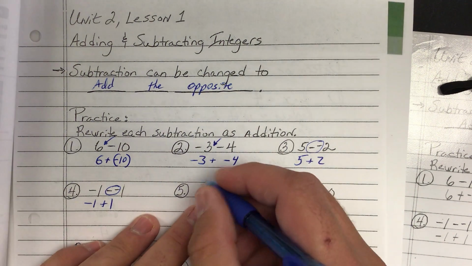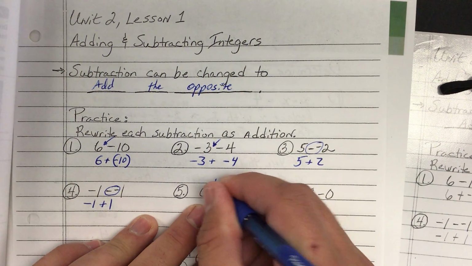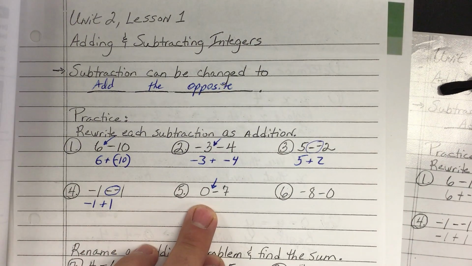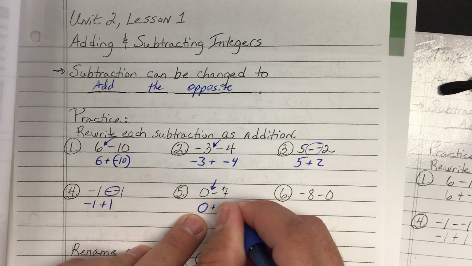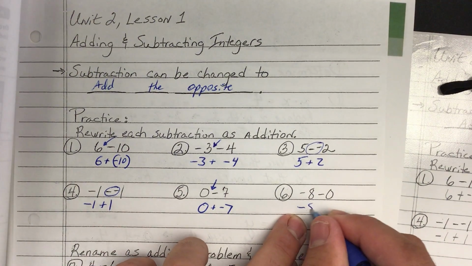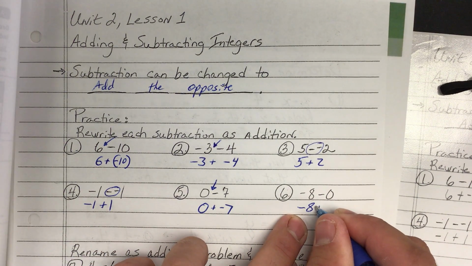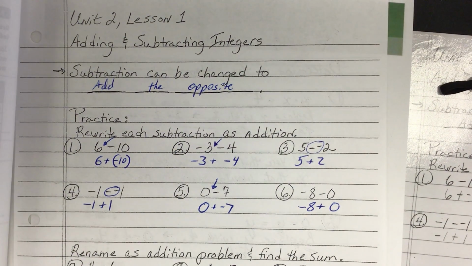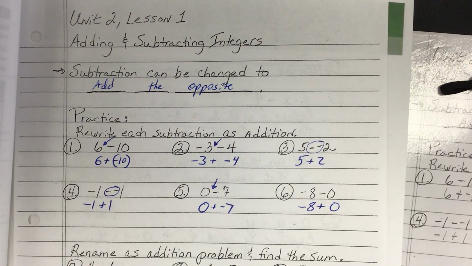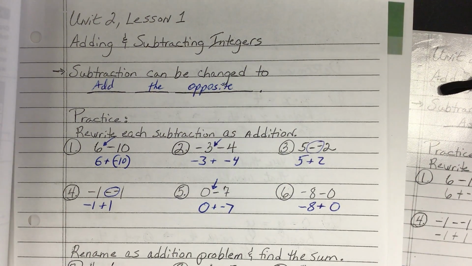Again, anytime you see a minus sign, I can put a little plus sign right in between the number and the minus. So 0 plus a negative 7, and negative 8 plus... So we're not solving any of those yet. We're just writing subtraction as an addition problem.